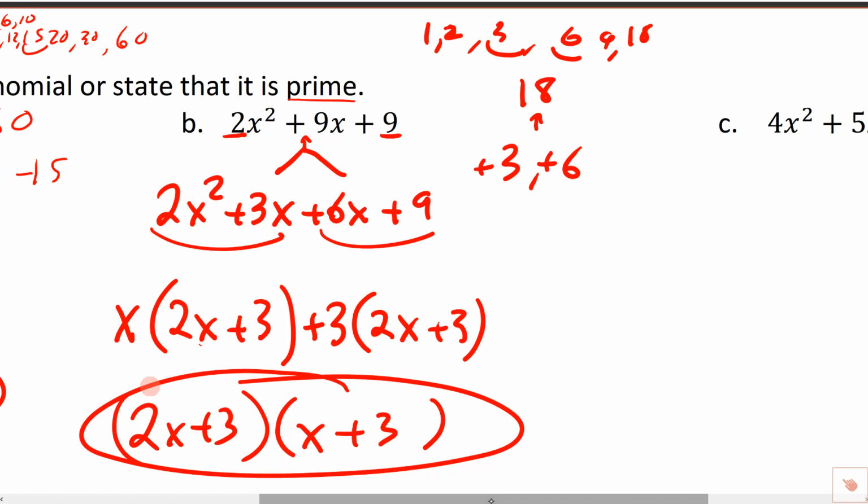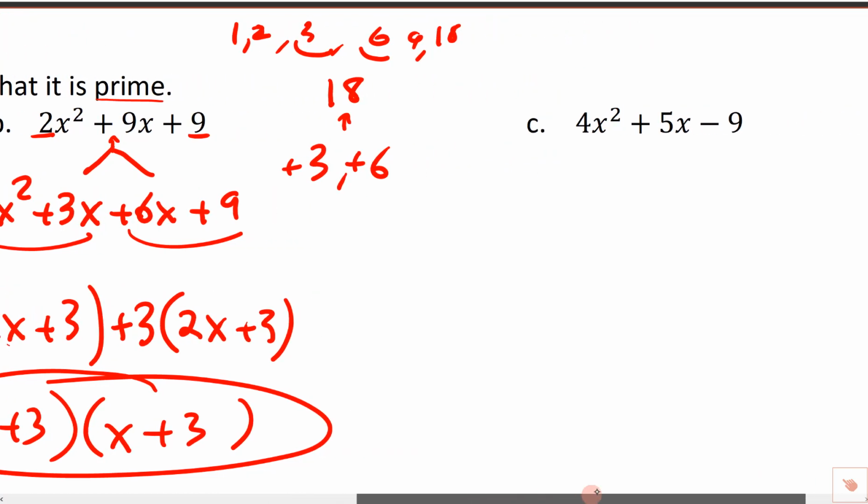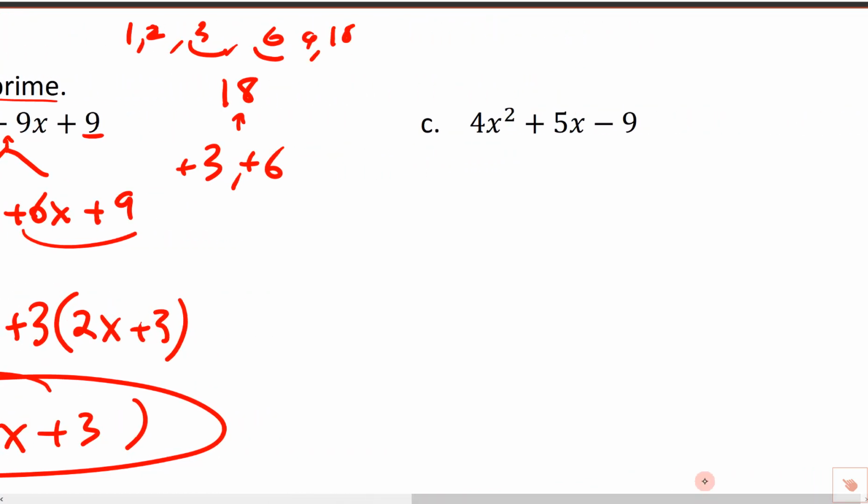Circle that and you've got your answer. So hopefully, this takes a little bit of getting used to, but hopefully you're getting pretty good at this. So I'm going to multiply the two of these together. That's going to be negative 36. I need some numbers that multiply to be negative 36 that combine to be positive 5.